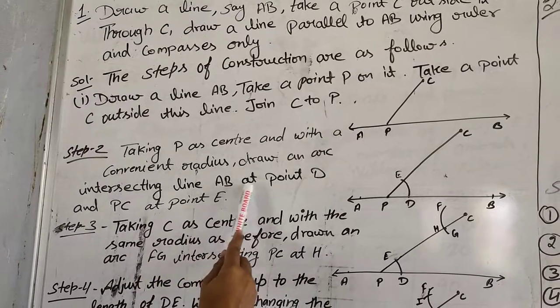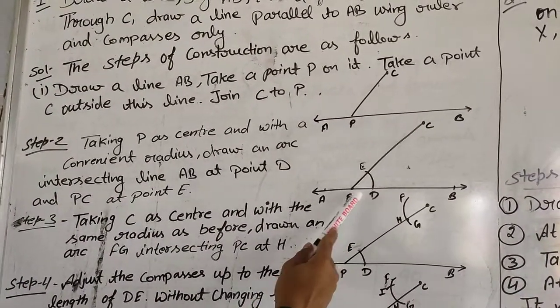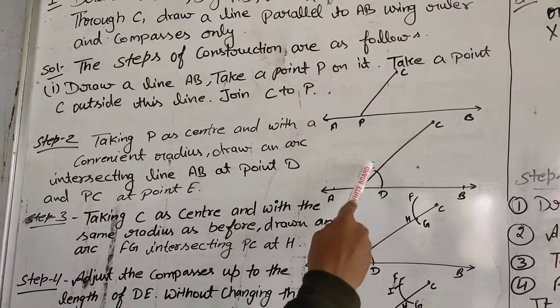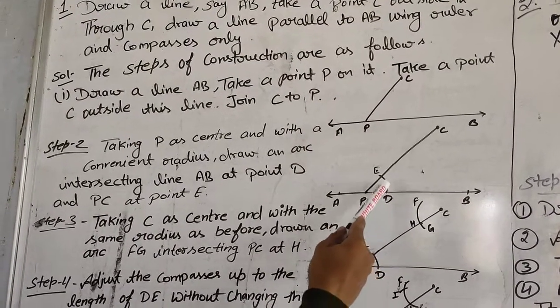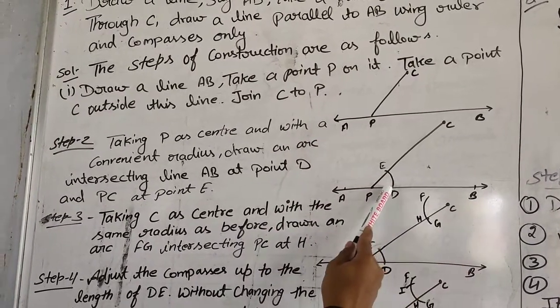Now the second step: taking P as center and with a convenient radius, draw an arc intersecting line AB at points D and E. So take any radius and, from the center P, draw one arc intersecting AB at points D and E.